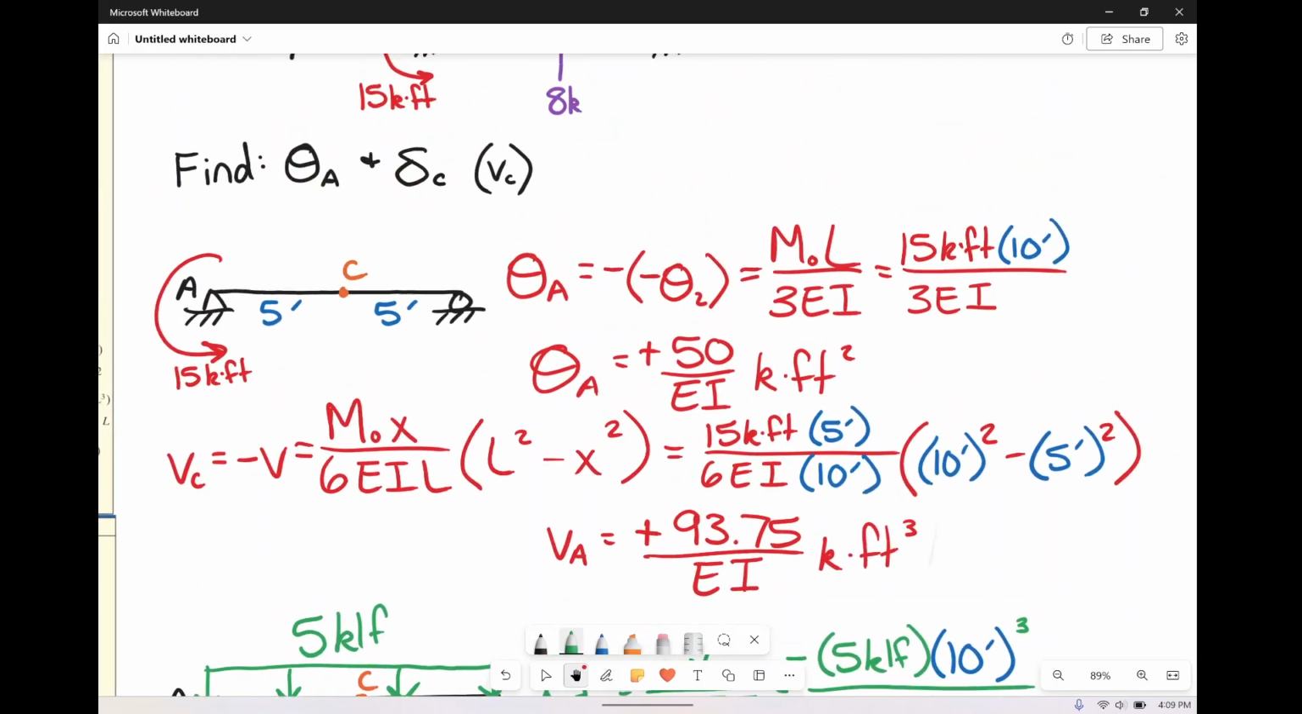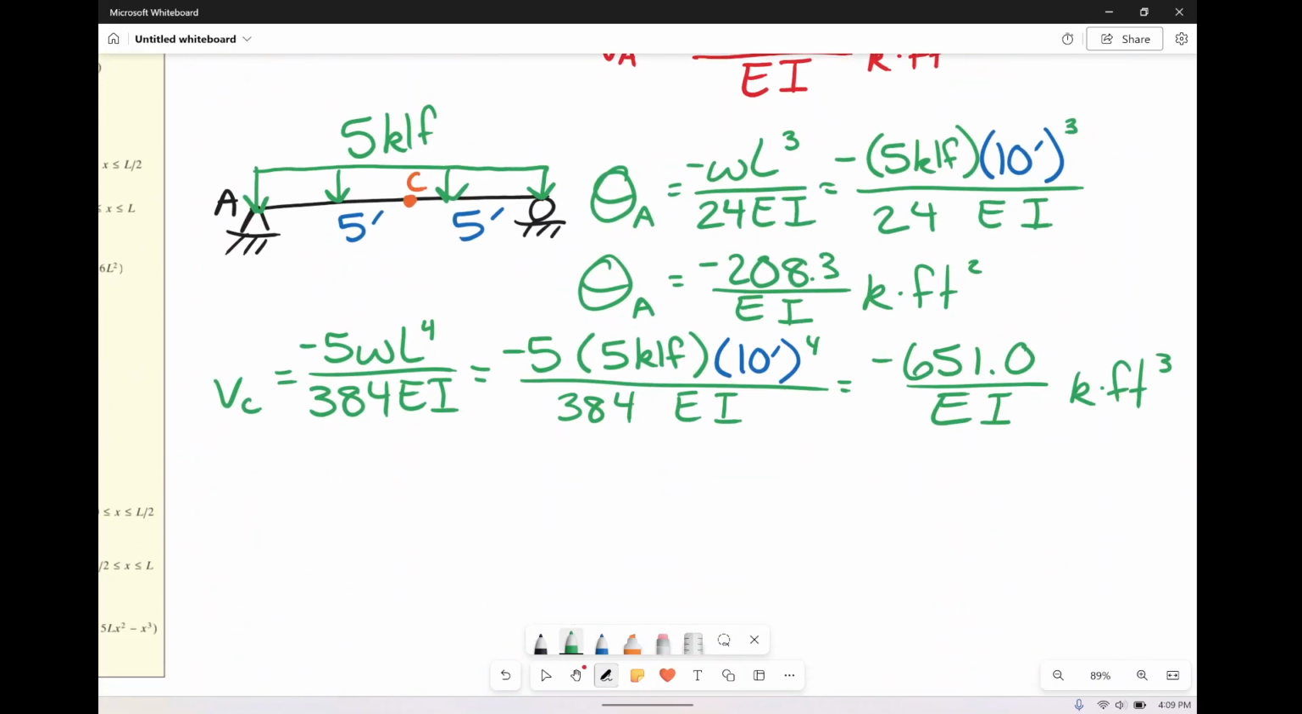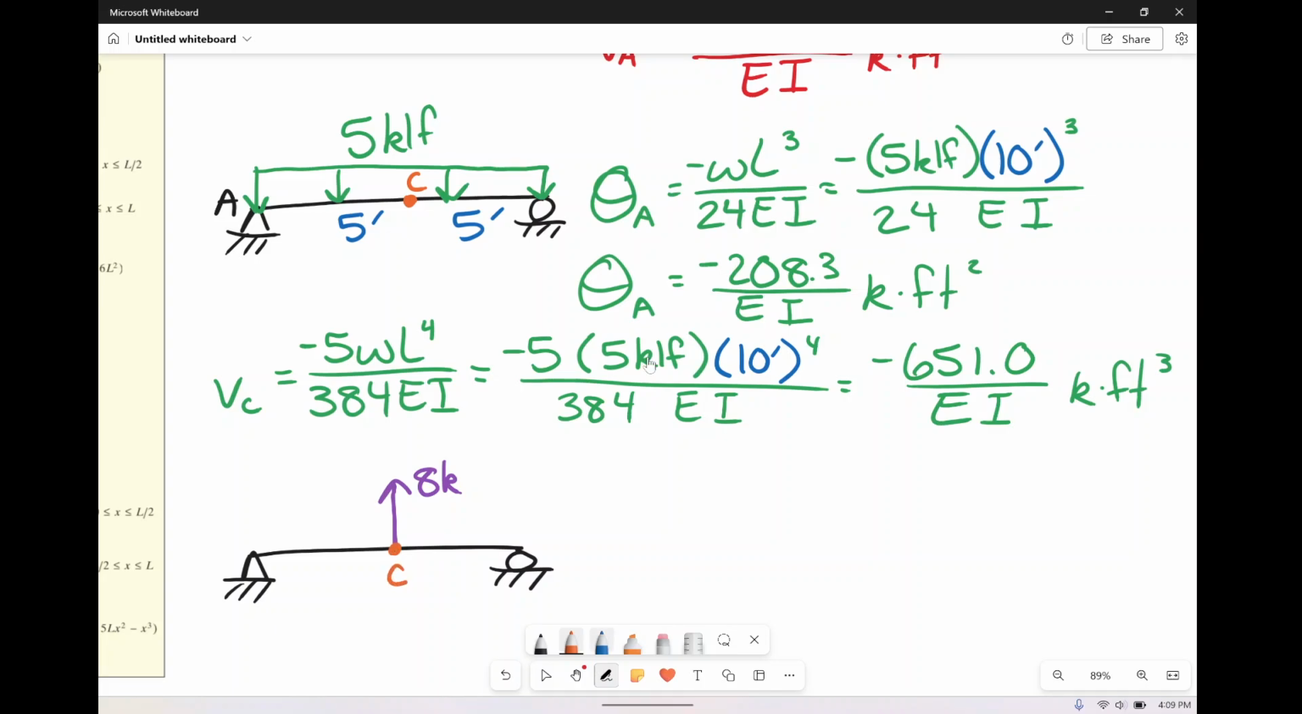And lastly, we have a point load going up at the center. So we have, again, a simply supported beam, and we have a point load going up. I don't have to draw it underneath, actually. I could draw it on top going up. It's 8 kips, and that again is at point C. Point C is 5 feet on each side.